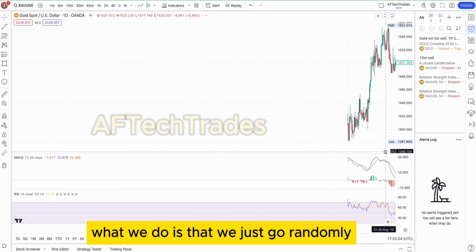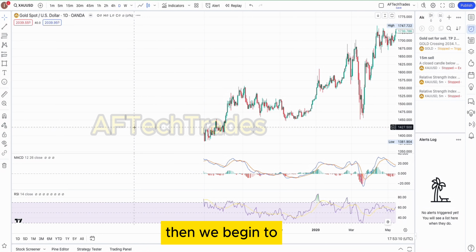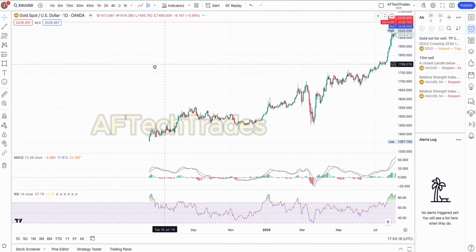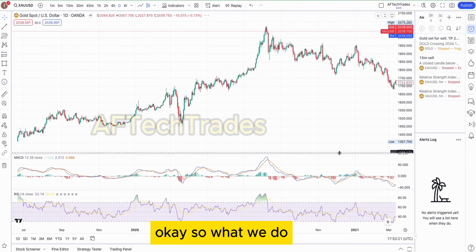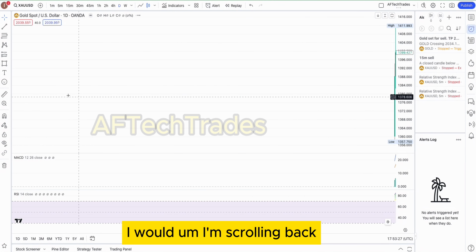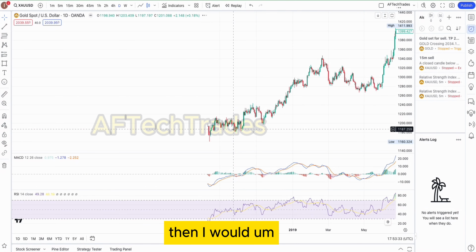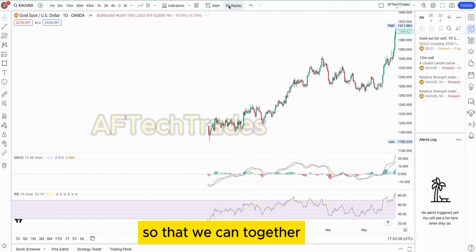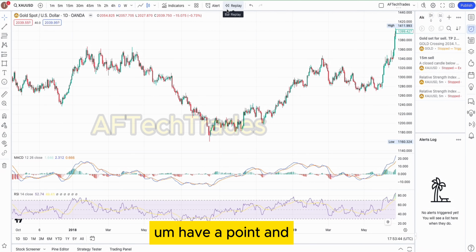And as usual, we go randomly, do a playback, cut the video from behind, then begin to backtest together what is the potential for us to take a perfect trade. This is the daily time frame. I'm scrolling back, it will load shortly. I will scroll back, then do a cut of the chart so that we can together have an entry point.